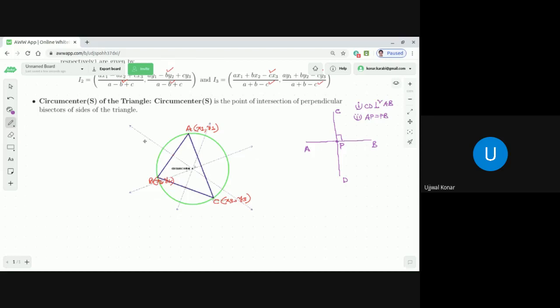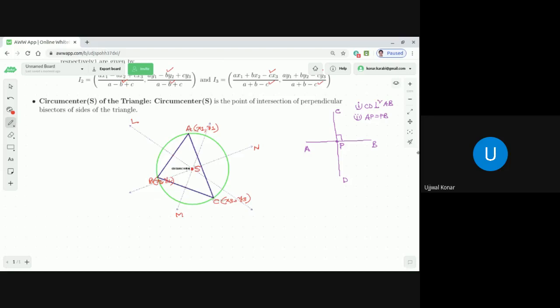So dear students, the circumcenter is generally denoted by S. Let me use a different color. So this is S. Now what is SL? SL is the perpendicular bisector of AB. SM is the perpendicular bisector of BC. And SN is the perpendicular bisector of CA. These three perpendicular bisectors, SL, SM, and SN, intersect at a point, and that point is known as the circumcenter.